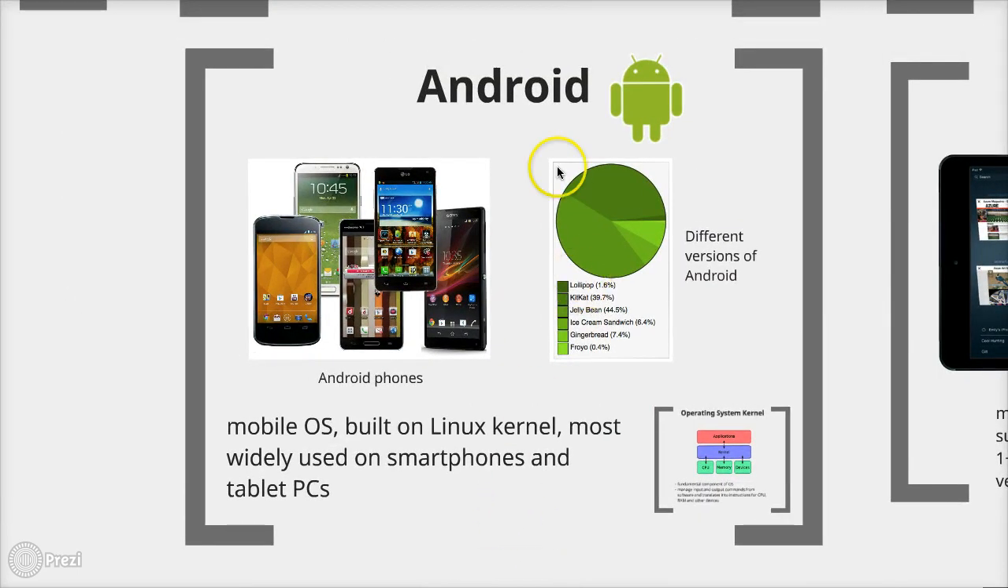So this is the Android OS. So since Android is built on the Linux kernel, and Linux is an open source OS, therefore we have many different versions of Android. For example, Lollipop, KitKat, Jelly Bean, and so on.